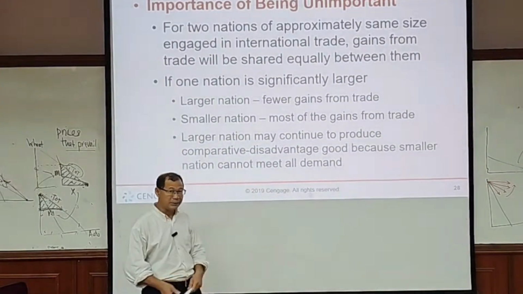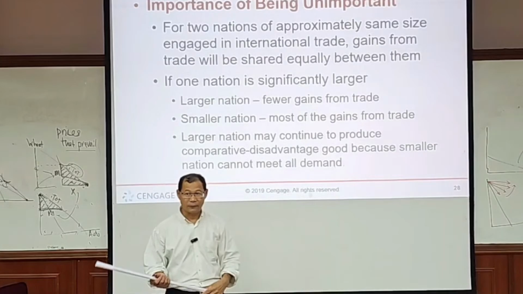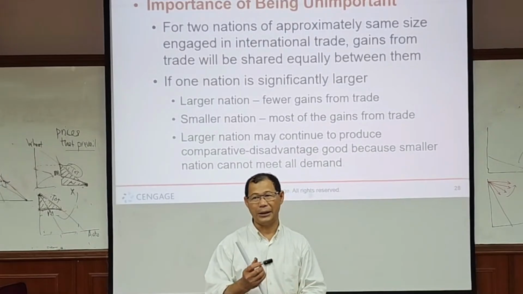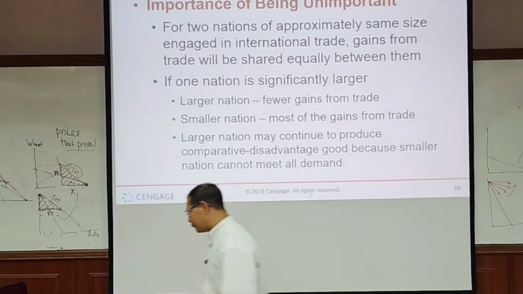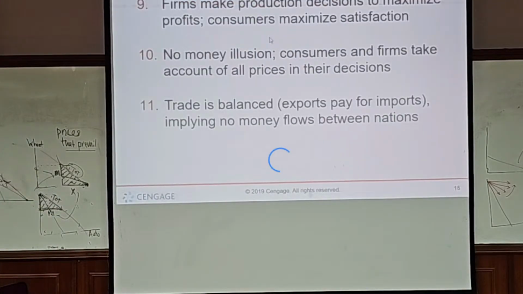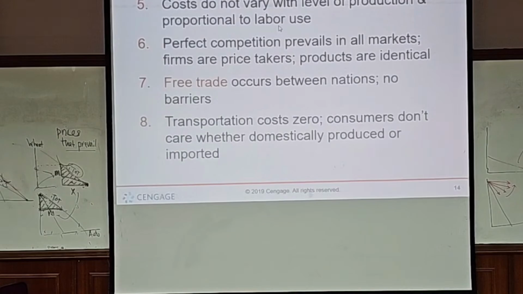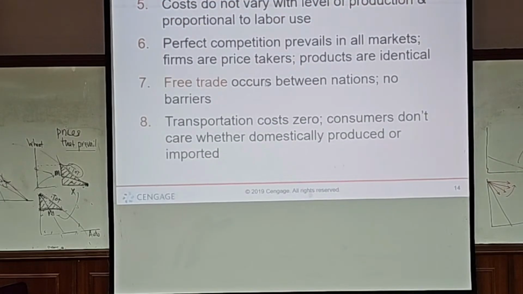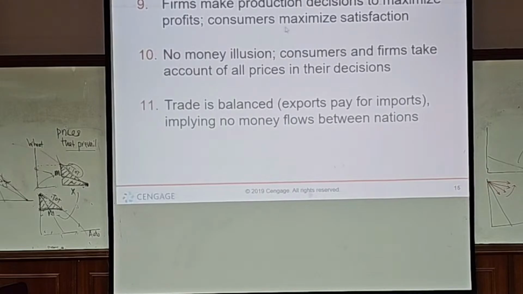But in reality, the sizes of countries are not the same, right? This theory assumes: fully employed labor, fixed production methods, free trade occurs, no trade barriers, transportation cost zero, firms make profit, no money, trade balance. It doesn't say anything about size.